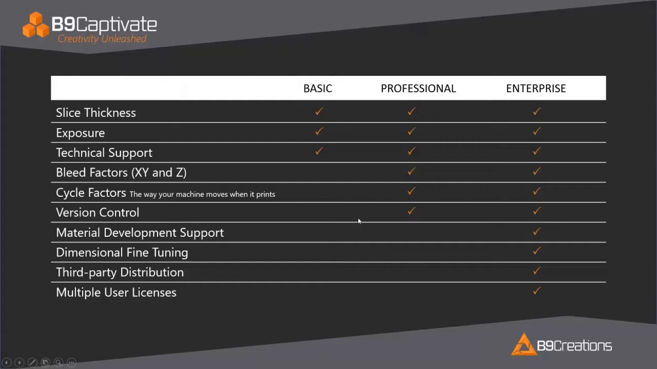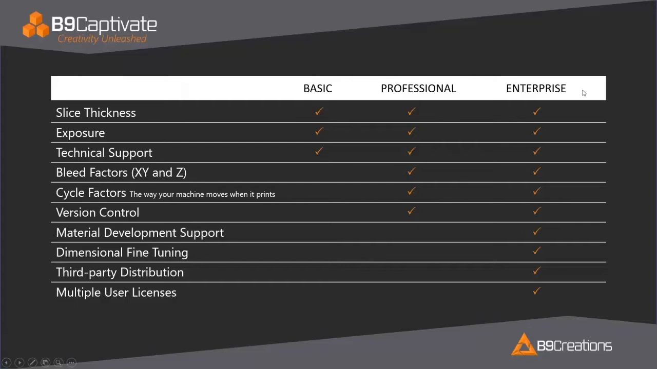The second tier, and the one this video will focus on, is B9Captivate Professional. This tier offers additional fields, including naming, version optimization, and mechanical cycle settings that control the way the machine moves when it prints. The third tier is B9Captivate Enterprise.